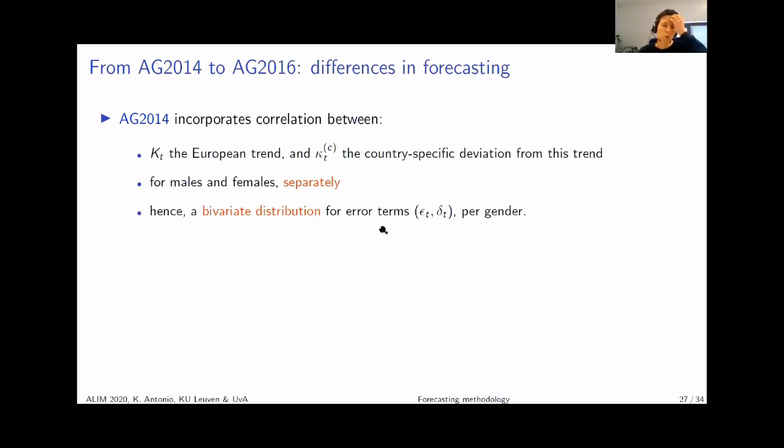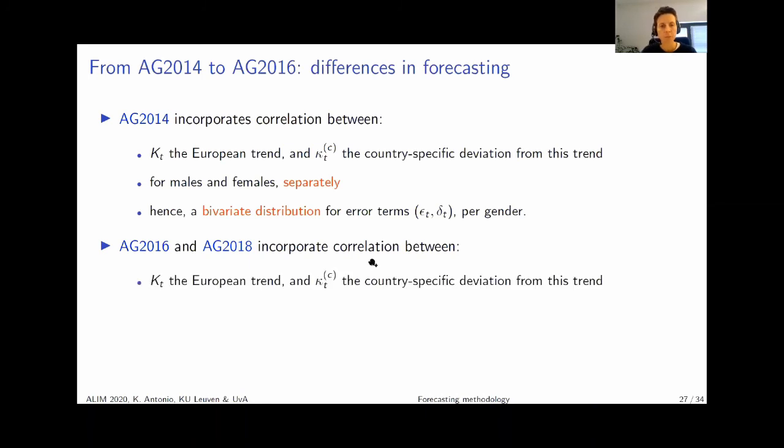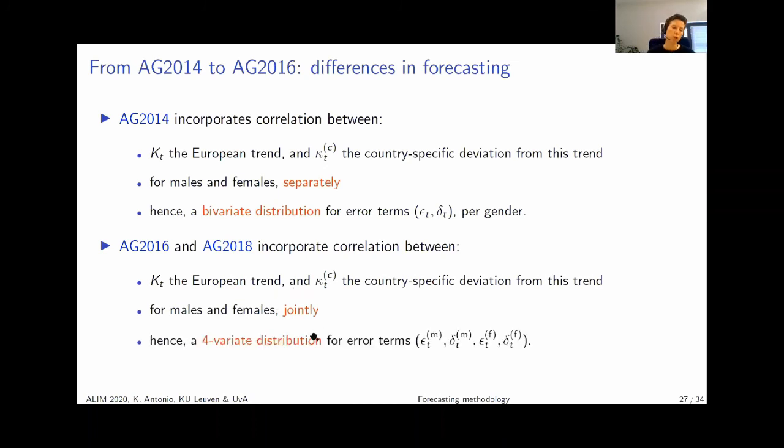and required a bivariate distribution for the error terms per gender. These are the error terms coming from the model at the European level and the error terms coming from the model at country level. But if you look at 2016 and 2018, then we also incorporated correlation not only between the European trend and the country-specific deviations from the trend, but we did that for males and females together. That means we were working with a 4-variable distribution using the error terms coming from the European model for males, the country-specific model for males, then the European model for females, and the country-specific model for female data. That's the kind of evolution that you see in how this multi-population standard was developed.